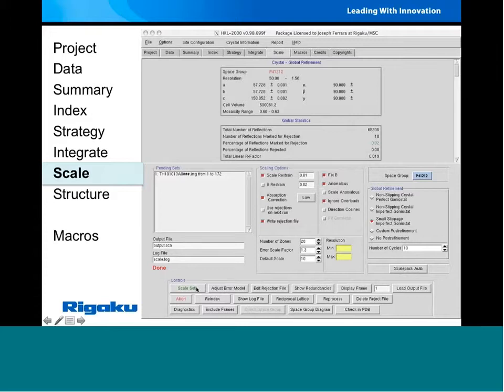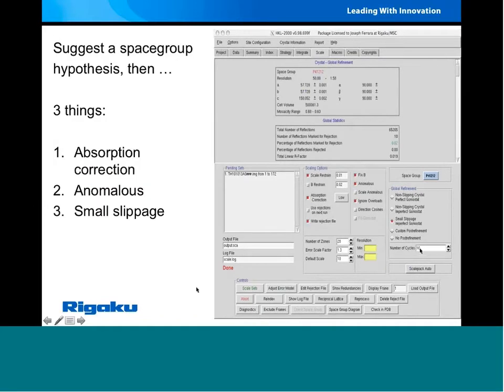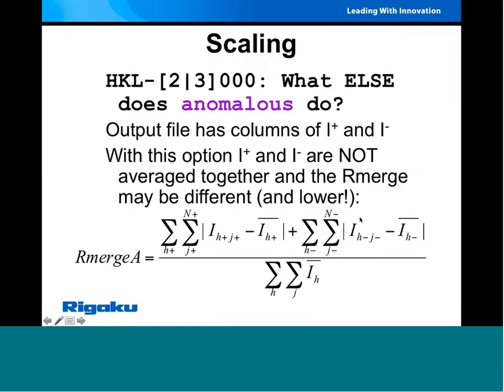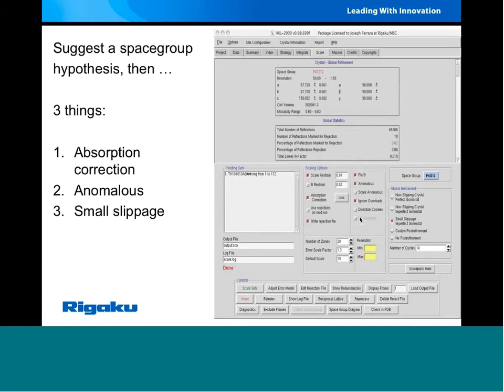And you would press this button, Scale Sets. So, of course, you want to suggest the space group hypothesis first. Then do these 3 things: absorption correction, anomalous, small slippage, and look at the results, and you may make some other adjustments then.